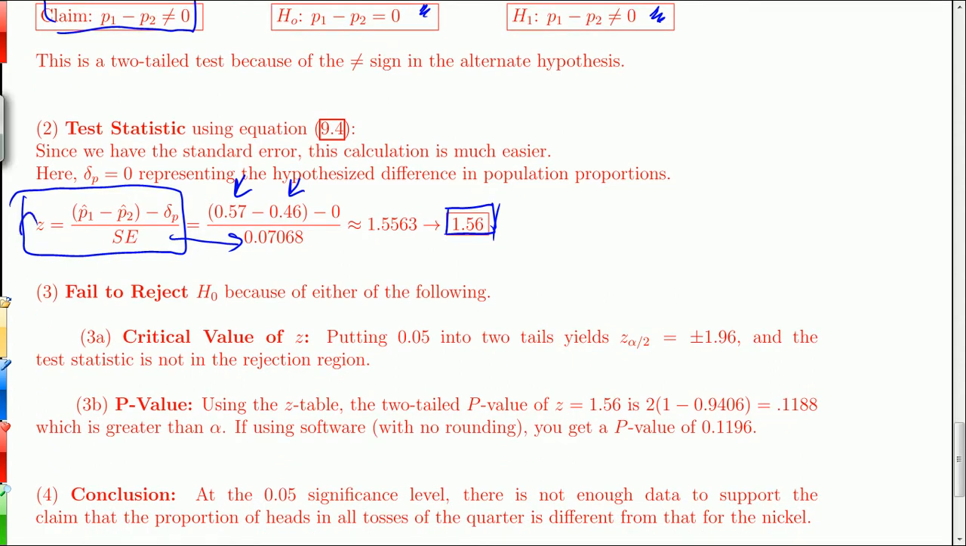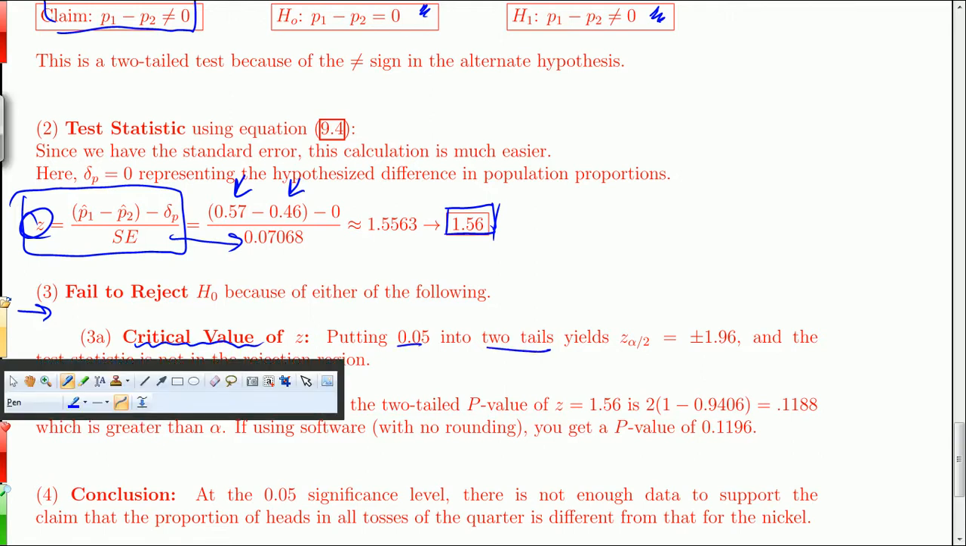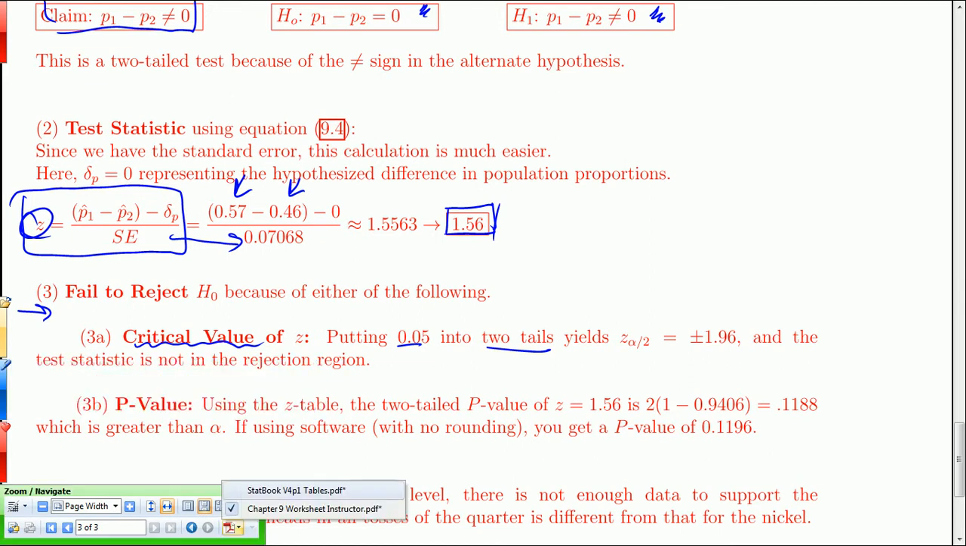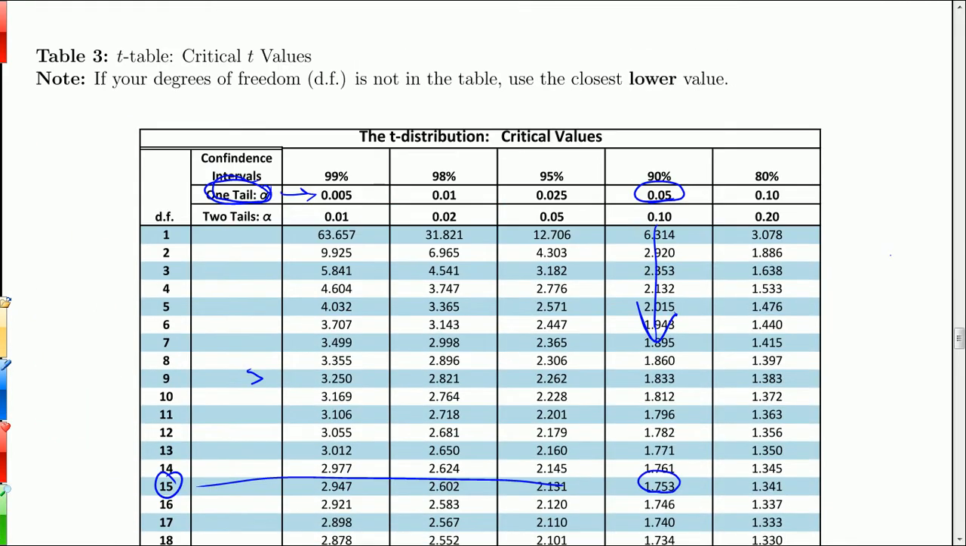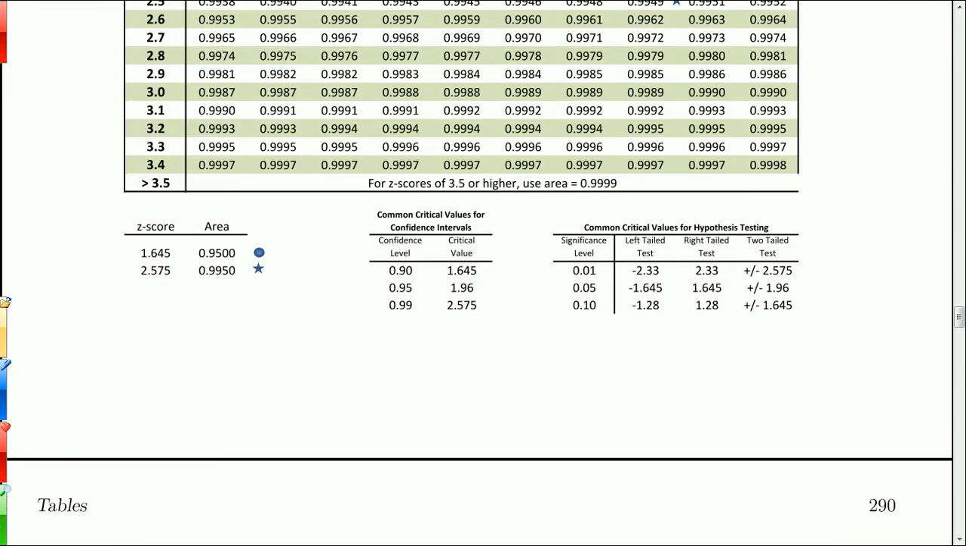Right? And keep in mind, this is a Z score, so we're going to be using the Z table. So now we have to decide, do we reject or fail to reject the null hypothesis? Well, if we look at the critical value, it's 0.05 in 2 tails. Love using this Z table because it has this little thing at the bottom.